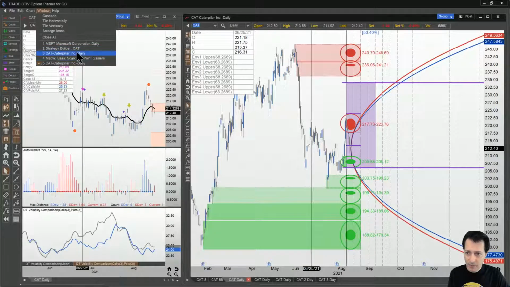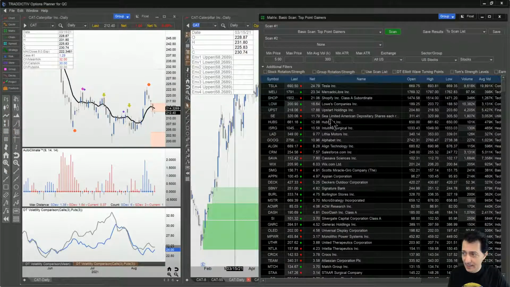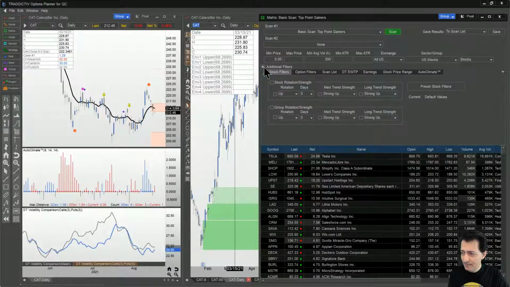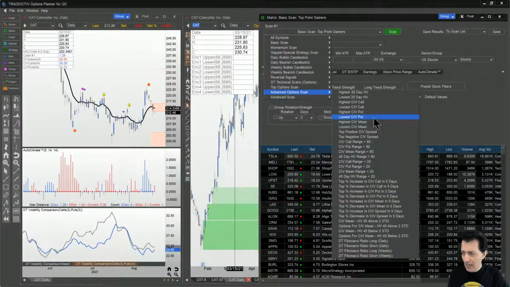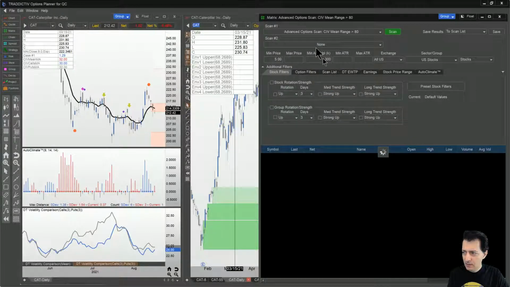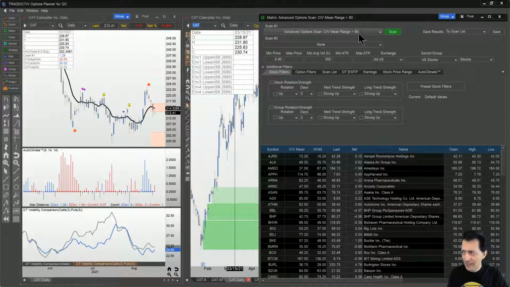Okay. So since I just killed the iron condors that we had, what I'm gonna do is start looking for iron condors. First, remember advanced option scans. I'm gonna start looking for high implied volatility. So I'm gonna start with mid greater than 80.